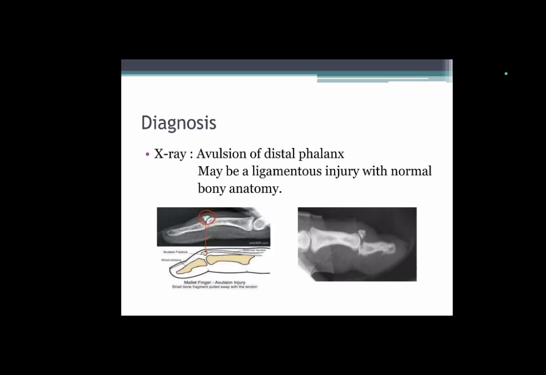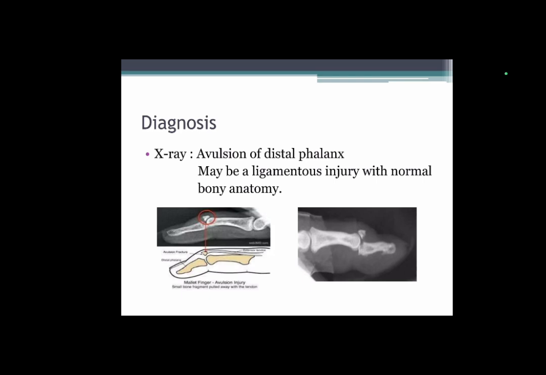After identifying the clinical features, the next step is to confirm the diagnosis through physical examination and imaging investigations. First one is clinical examination. History of trauma to the fingertip, finger held in flexion at the DIP joint, inability to actively extend the distal interphalangeal joint, tenderness and swelling over the distal interphalangeal joint.